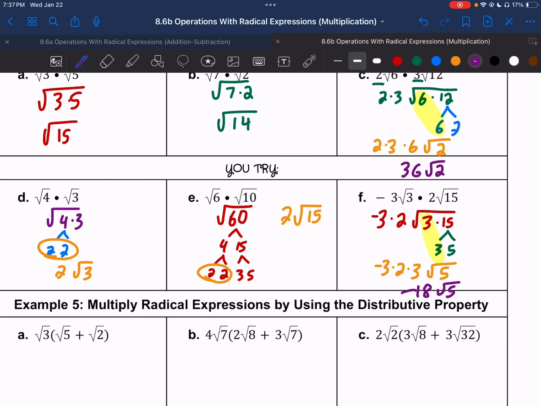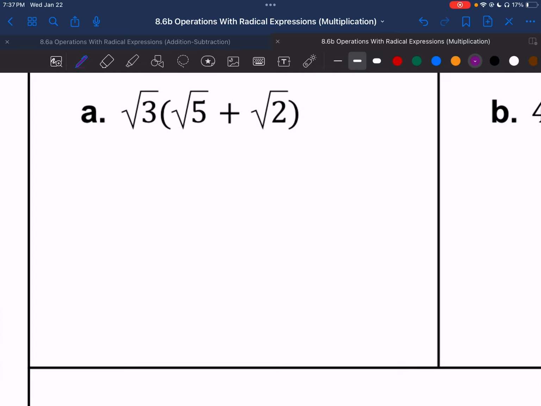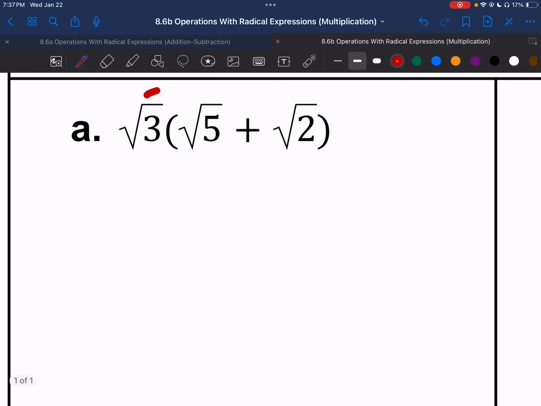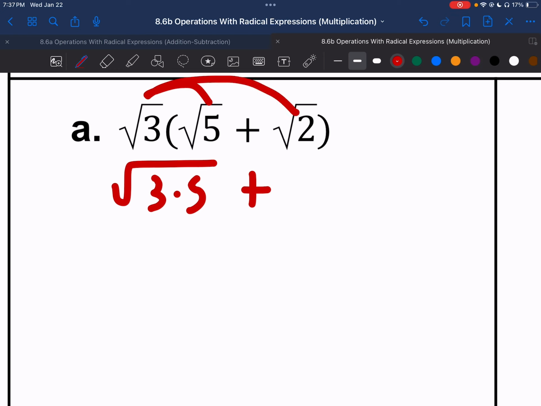All right, now example 5, we are going to be multiplying radical expressions by using the distributive property. It works the exact same way as multiplying radicals did before. Now you're just going to distribute it to every term inside the parentheses. So letter A, we've got the square root of 3 times the square root of 5 plus the square root of 3 times the square root of 2.